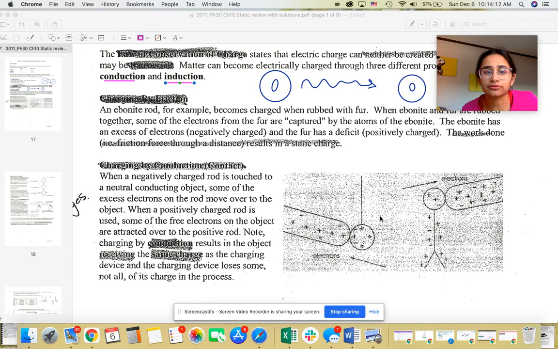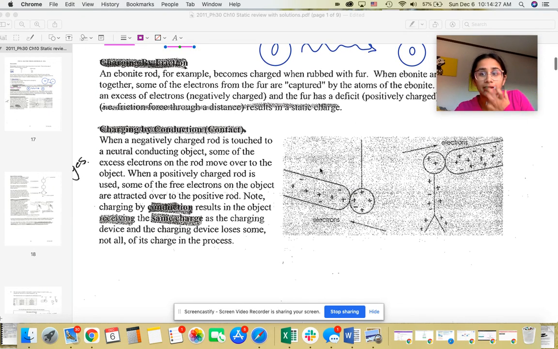Now, as I mentioned before, there has to be work done in order to make this change happen, because both of these objects are insulators. They're not conductors. So what happens when we look at conductors? Well, there's another property which I mentioned before, which is conduction, and that's what's going to be happening when we look at conductors.